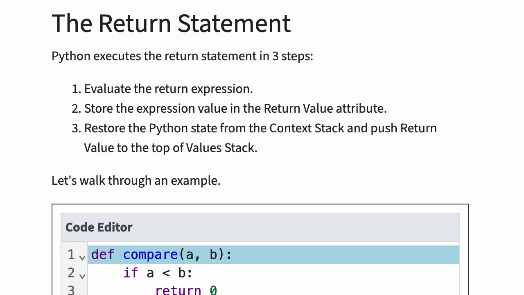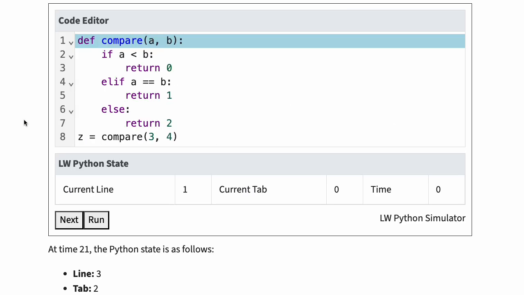Python executes the return statement in 3 steps. 1. Evaluate the return expression. 2. Store the expression value in the return value attribute. And 3. Restore the Python state from the context stack and push return value to the top of value stack. Let's walk through an example.